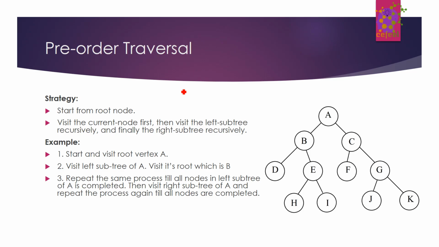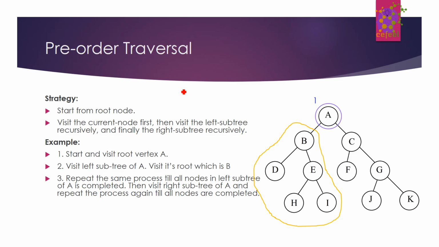So let's see what this visit looks like by applying it to the tree here. As we already discussed, first we start from A. We output node A or perform whatever operation we have to do on node A. Then we will go to its left subtree. The left subtree has about 5 nodes here.